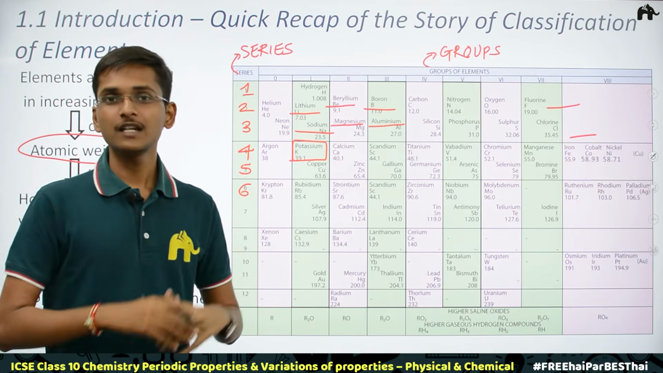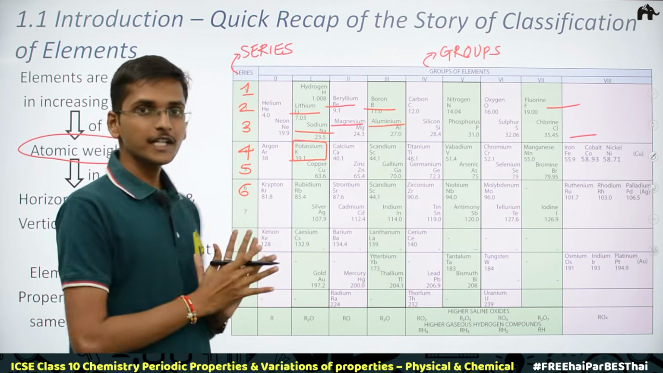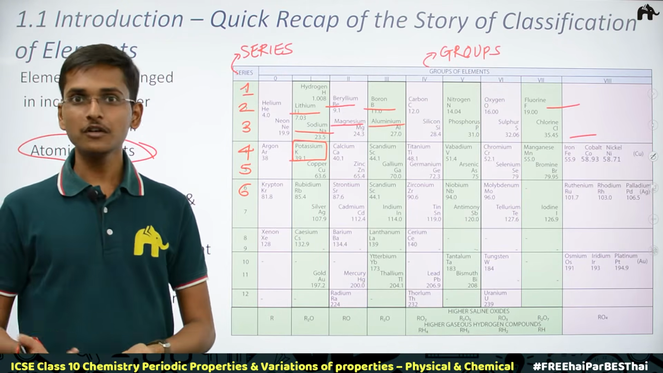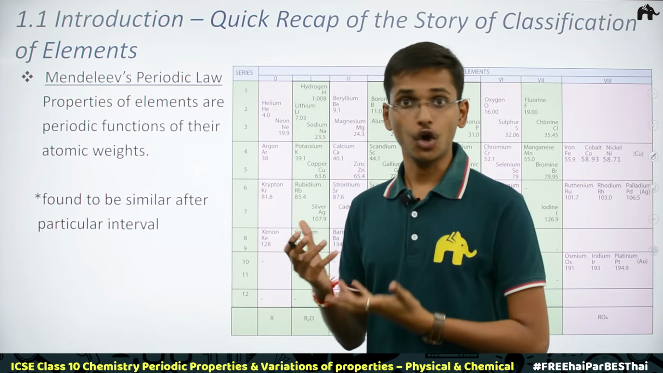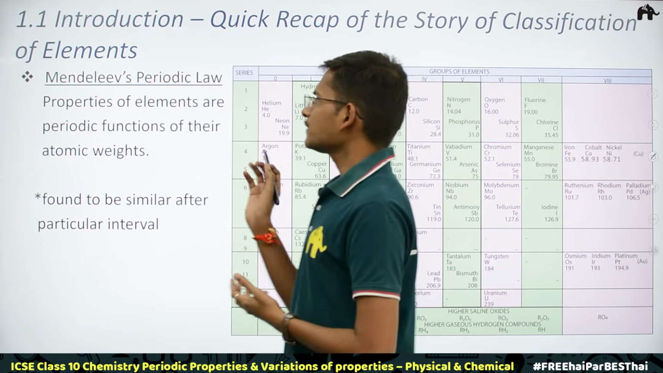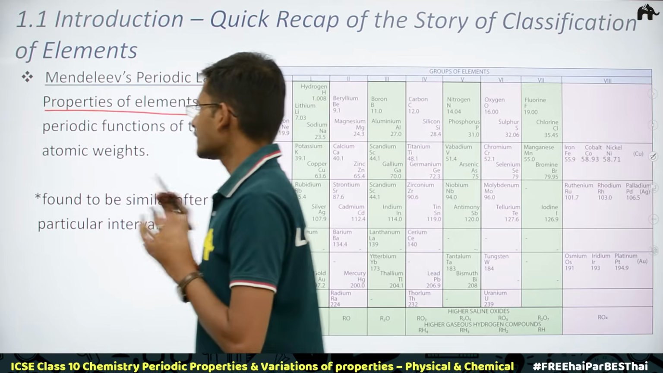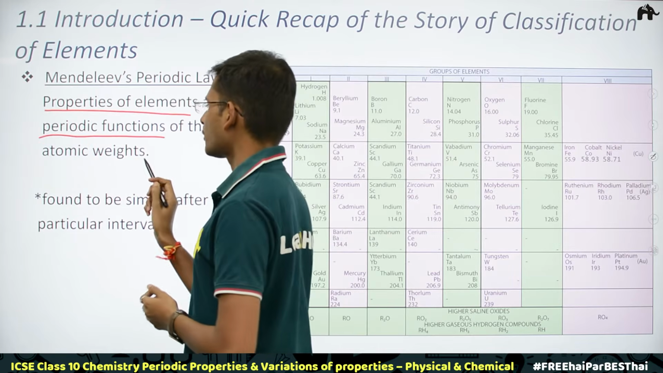Okay, now let's see how from his periodic table he derived his periodic law. So first, let's see what Mendeleev's periodic law actually is. The properties of elements are periodic functions of their atomic weights.